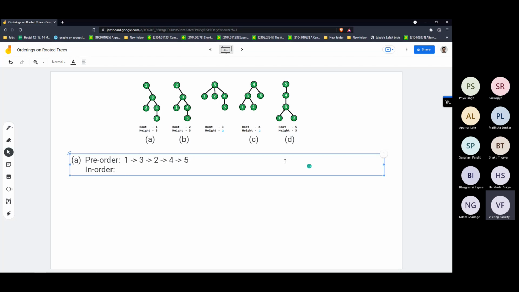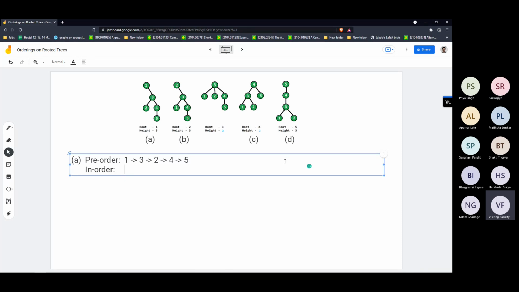Yes, sir. So in-order. What is the rule for in-order? Can you tell? Left subtree, then root, then right subtree. All right. Fine. So how do you do that? So we'll take 5 first. Wait. What are you doing? We are still in the first example. What is the root?